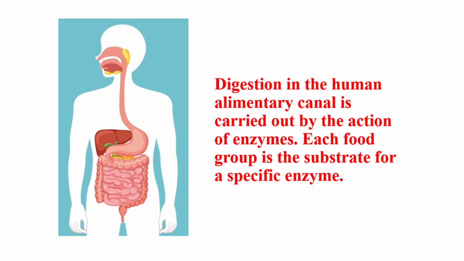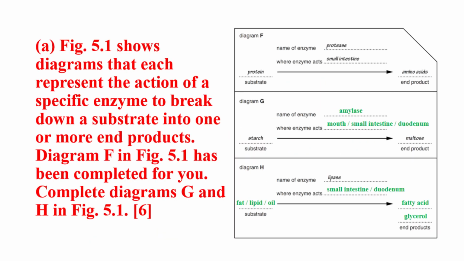Moving on to question 5 about digestion, which carries 10 marks. We'll be focusing on how specific enzymes break down different food substrates into their end products. First, let's look at diagram F, which represents the action of protease. Protease is an enzyme that works in the small intestine. Its job is to break down proteins into amino acids, which are then absorbed and utilized by the body for various functions.